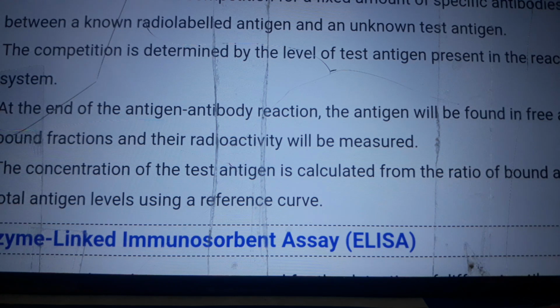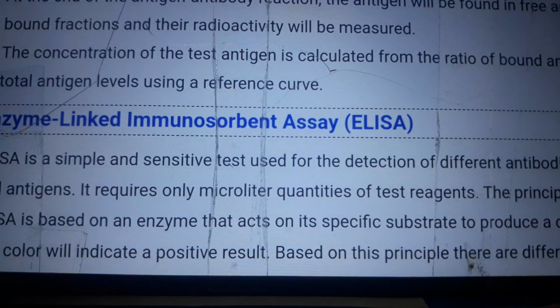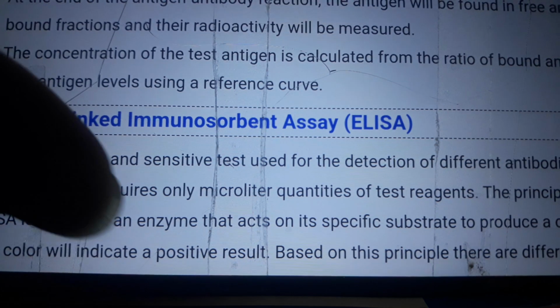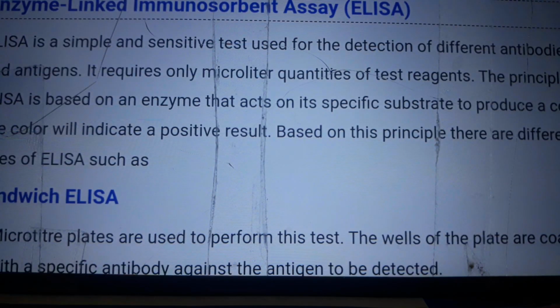At the end of the antigen-antibody reaction, the antigen will be found in free and bound fractions and their radioactivity will be measured. The concentration of test antigen is calculated from the ratio of bound and total antigen levels using a reference curve. Enzyme-linked immunosorbent assay, ELISA.